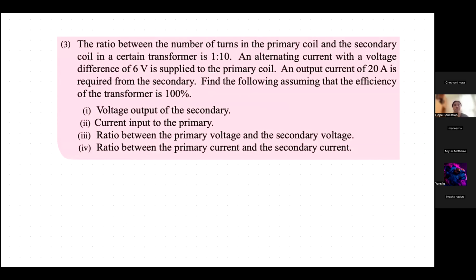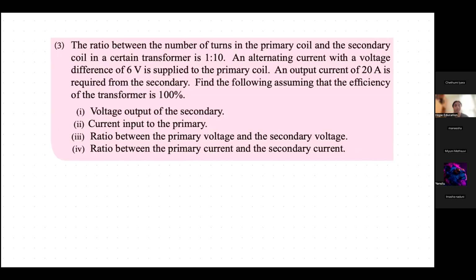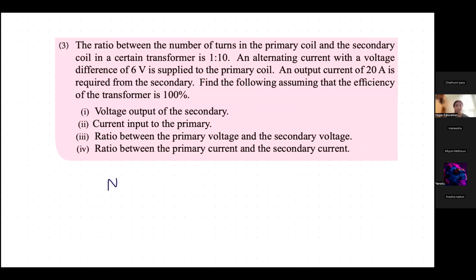Okay, the ratio between the number of turns in the primary coil and the secondary coil in a transformer is 1:10. An alternating current with a voltage difference of 6 volts is supplied to the primary coil. So Vp is 6 volts. An output current of 20 amperes is required from the secondary. Find the following assuming that the efficiency is 100%.